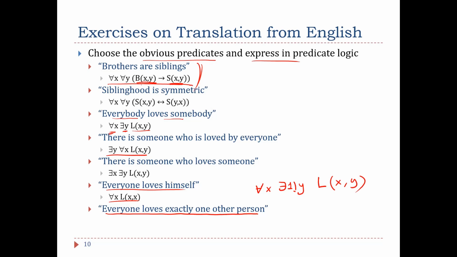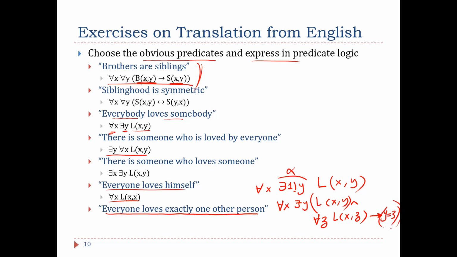We do not allow ourselves to use this operator, but we can rewrite it in a slightly different way. We can say that for every x, there exists a y such that love of x and y, and for every z such that love of x and z, necessarily z is equal to y. Y must be equal to z. So you can write it in this way.